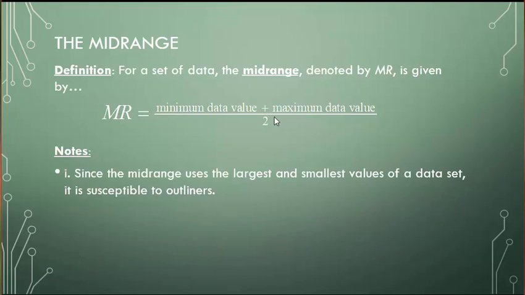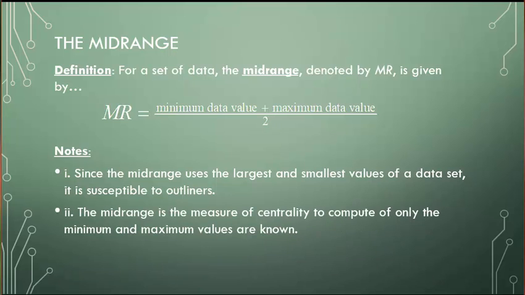Now a couple of notes on the mid-range here. First, since the mid-range uses the largest and smallest values, by definition, it's susceptible to those outliers that I talked about earlier. All right? So the mid-range can be easily thrown off by outliers. Second, I call the mid-range the measure of center of least resort. This is the measure of center you want to use if you're only given the minimum and maximum values.